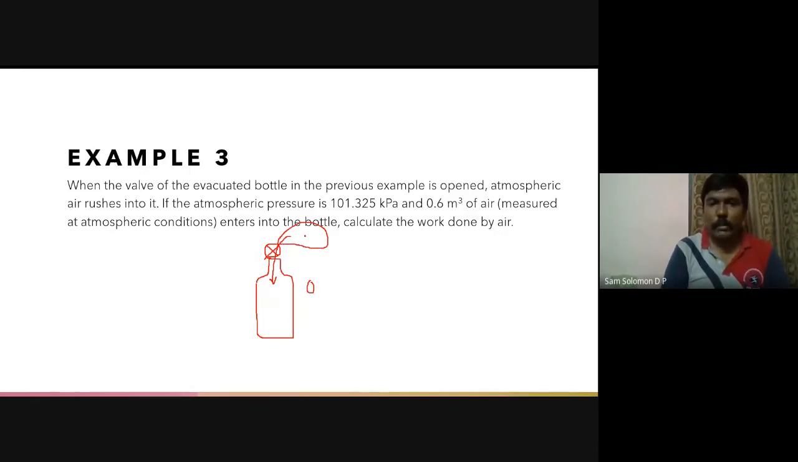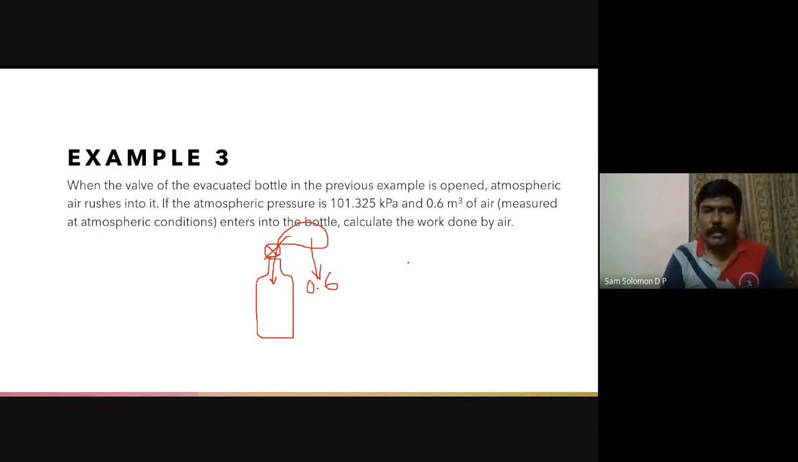Because they are referring to the previous example, this air is coming from a balloon. So the volume of the balloon is 0.6 meter cube. And the atmospheric pressure, they are saying, is 101.325 kilopascal, which means 101.325 into 10 to the power 3 pascal, which is once again 1.013 into 10 to the power 5 pascal, which is 1.013 bar. That is also atmospheric pressure.